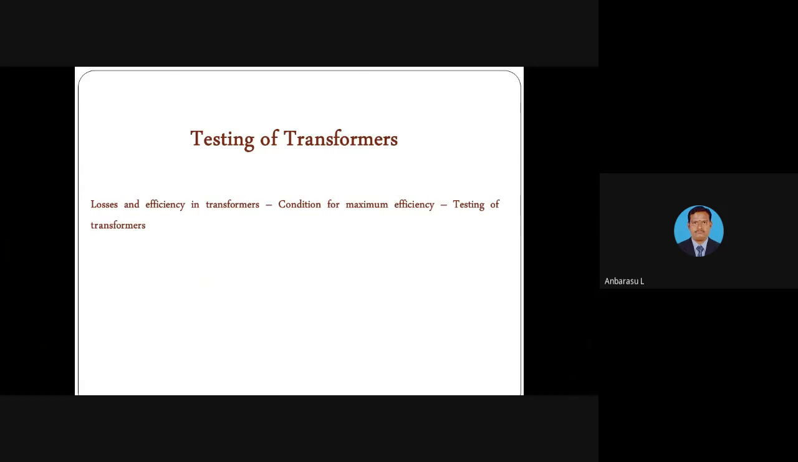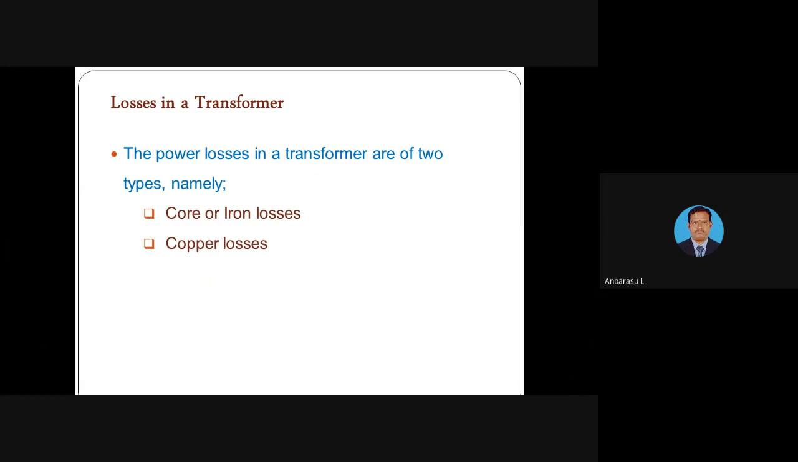In today's session, we have to discuss the various types of losses available in the transformer and also efficiency in transformers. What are the conditions for maximum efficiency of a transformer? And finally, we have to discuss the testing of transformers. First, losses in a transformer.